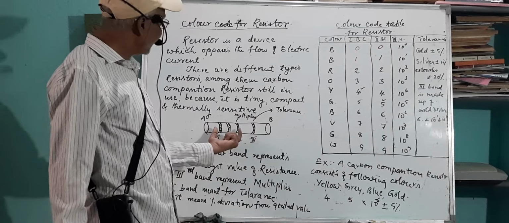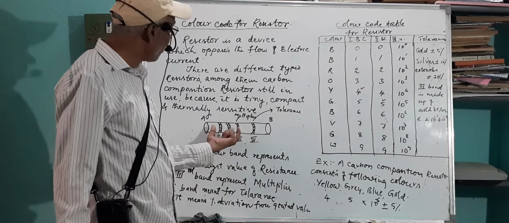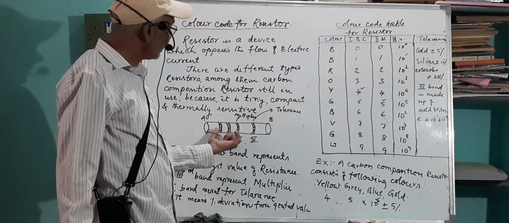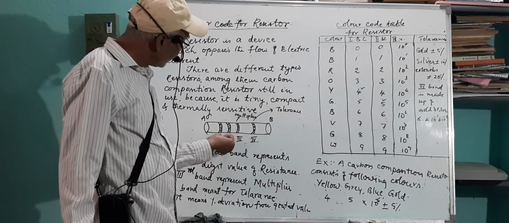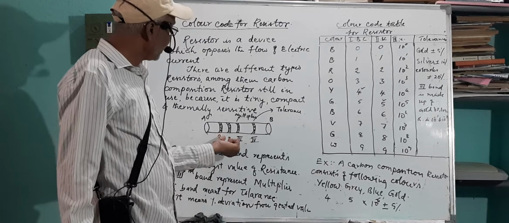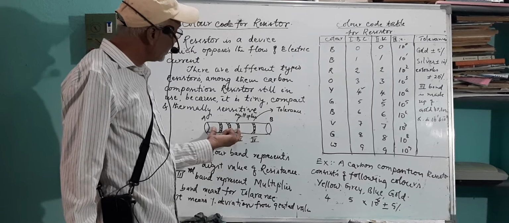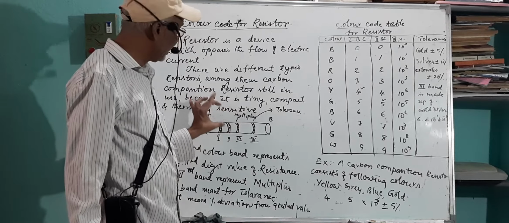So if the third band is made up of gold or silver, then whatever the colors of the first and second bands, the resistance value of this resistor is less than 10 ohm.